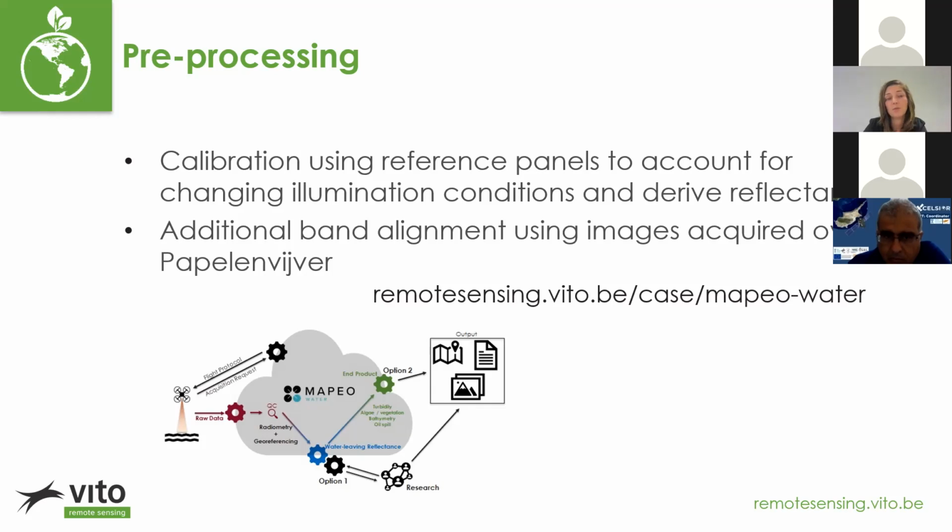A second step was doing an additional band alignment, because we have 6 different wavelengths that have to be aligned. This is specific for the MicaSense. I also provide here the link to our Mapeo Water case page, where you can find a lot of information on Mapeo Water, how the processing is done, and also some publications with more information.